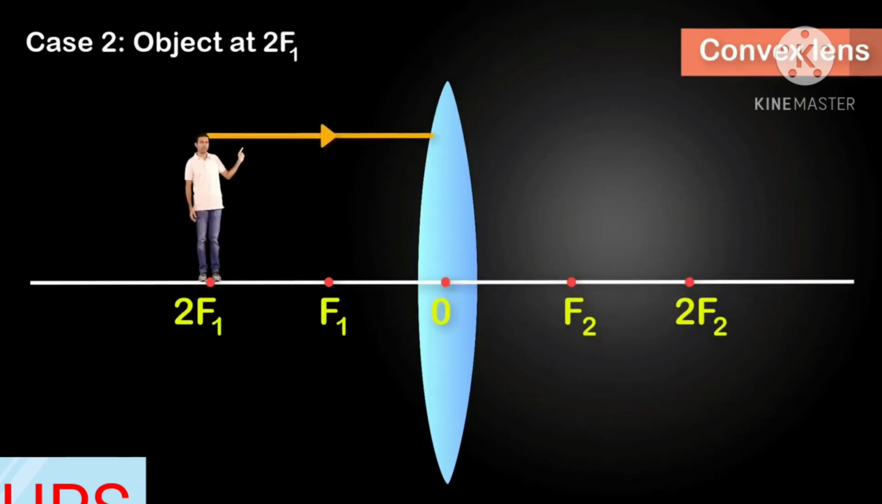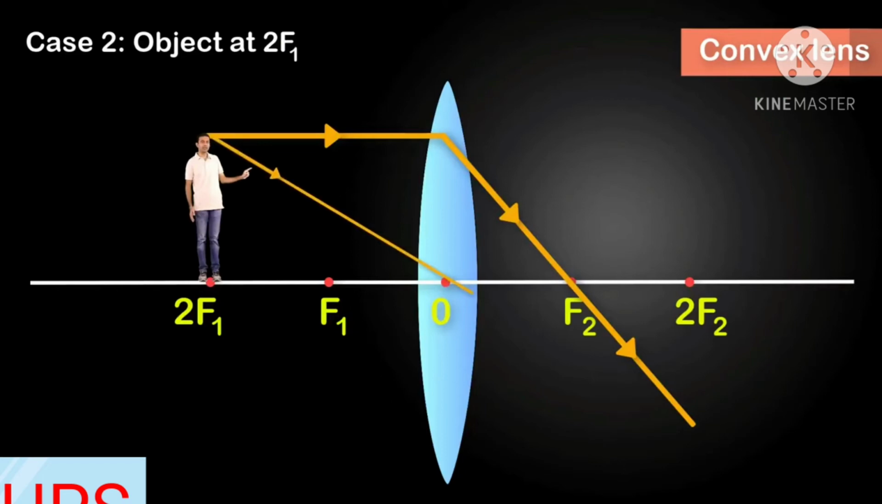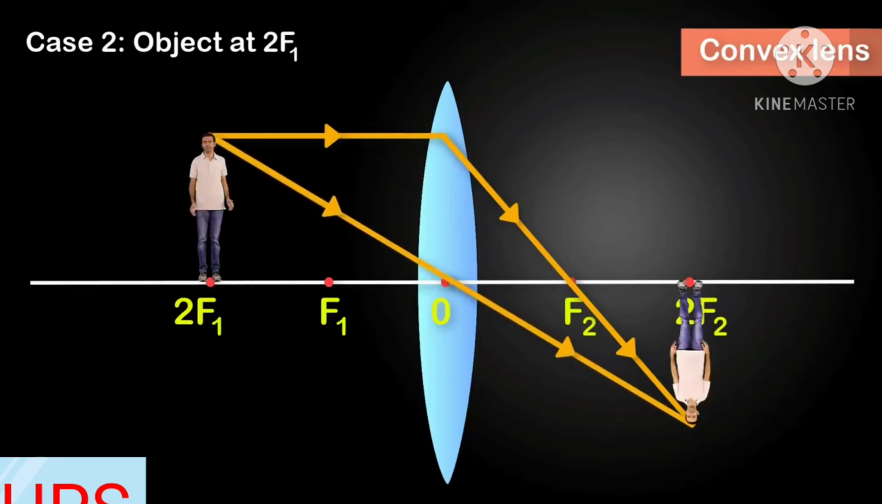Here, the object is at 2F1. Use rule 1 and rule 2, try to find the image yourself, and also write down the properties of the image formed. So what's the nature of the image? Yes, that's right. The correct answer is the image is real and inverted, the image is formed at 2F2, and the size of the image is equal to the size of the object.